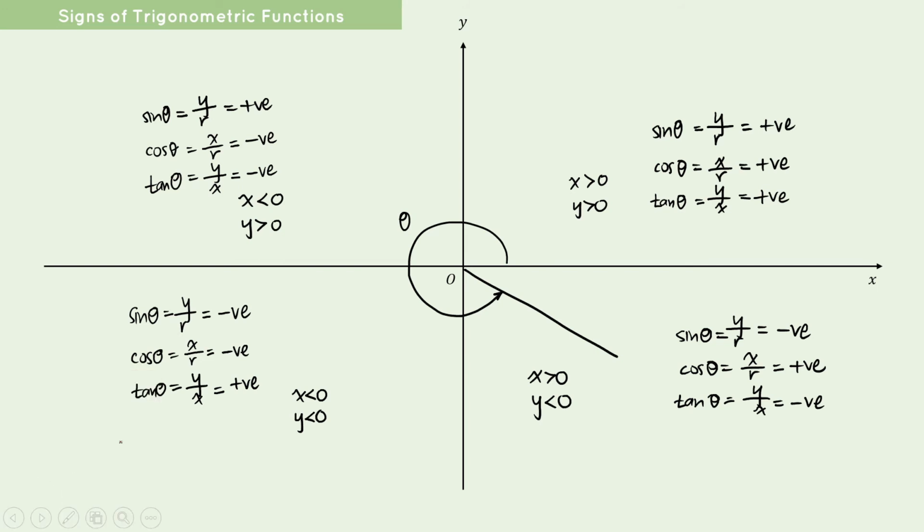So you can spot a pattern. For the first quadrant, everyone is positive, so all are positive. In the second quadrant, only sine is positive. In the third quadrant, only tangent is positive. In the fourth quadrant, only cosine is positive. So this will be very helpful when we solve problems.